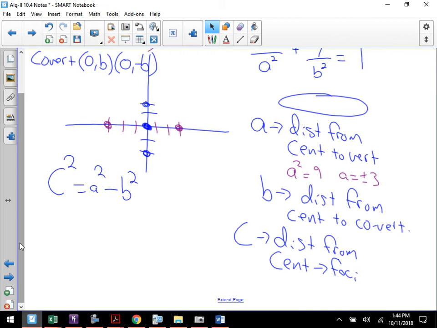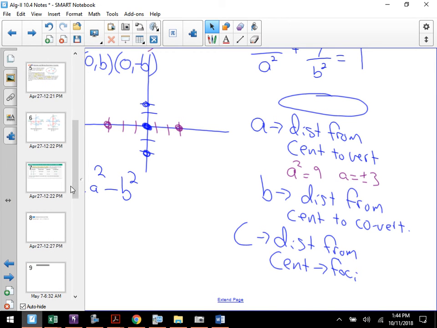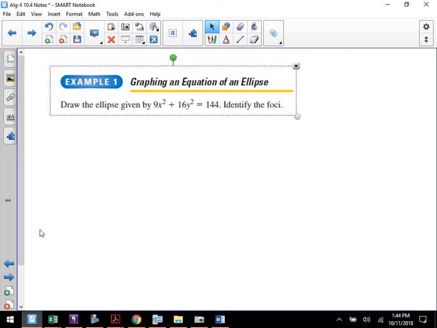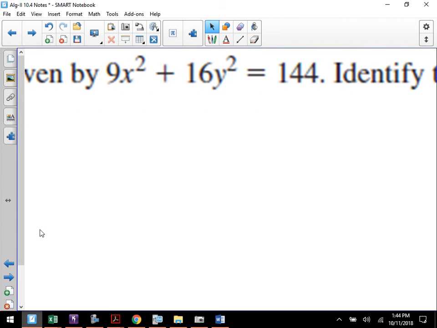All right, let's try an example. Let's go right to something that you have to do math with before you have to do anything. We are going to take this equation of an ellipse centered at the origin, and we're going to graph it and identify all the parts.